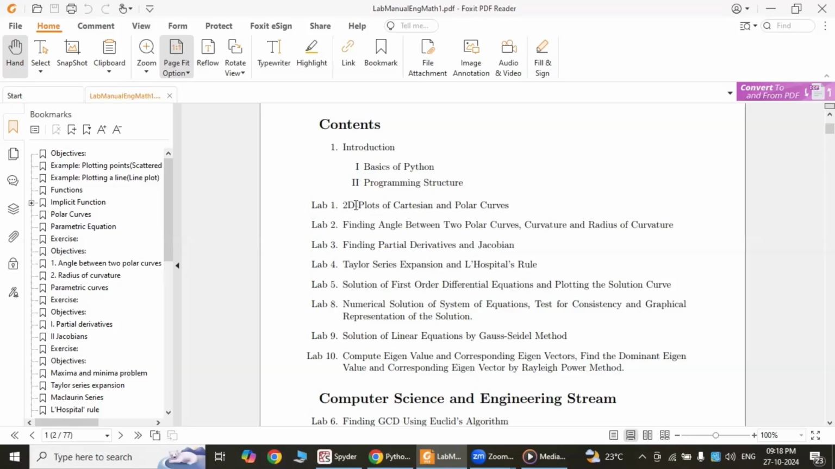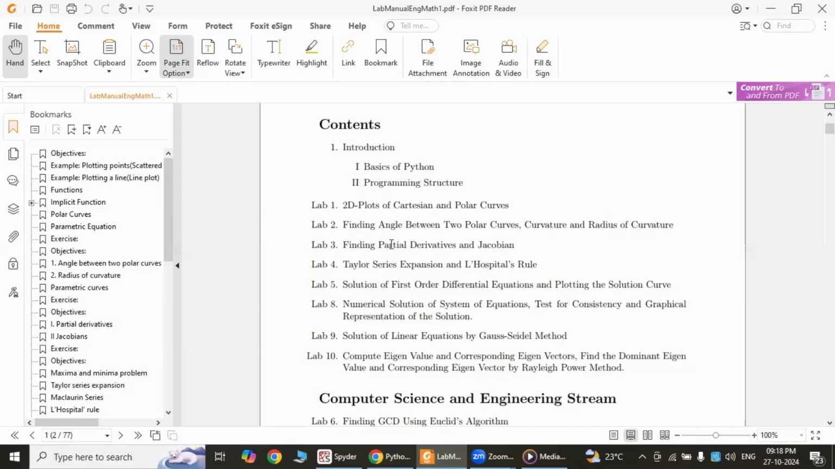And the lab experiments, this lab one, 2D plots of Cartesian and polar curves. This experiment involves plotting different types of curves using Python libraries like matplotlib. Lab 2, this experiment explores the mathematical concepts of angles, curvature, and radius of curvature in polar coordinates.